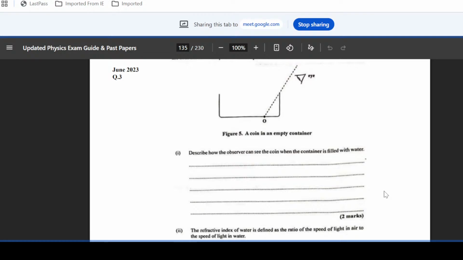Okay. Right. So what I was saying is that you have to explicitly mention refraction as well, the bending of light. Don't just limit it to reflection. When the light rays hit the coin and then move out of the water, refraction is going to happen as light moves from water to air. So you have to mention both. So that's what I was saying.